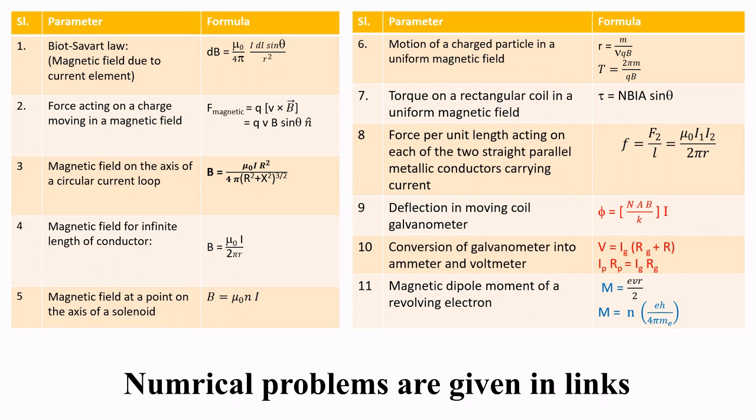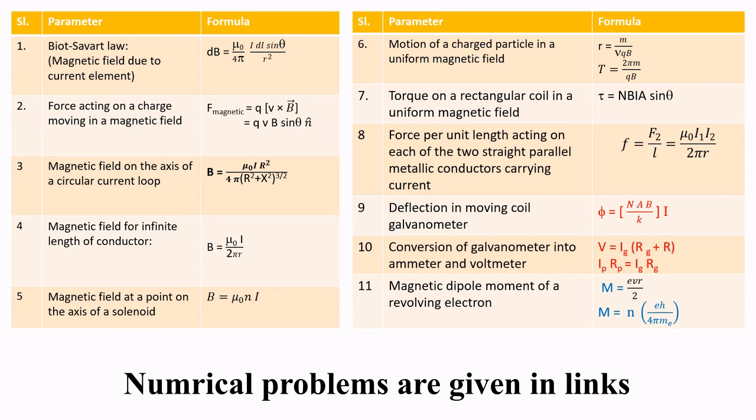Formula number 3. Magnetic field on the axis of a circular current loop is given by B is equal to mu naught into I into R square divided by 4 pi into R square plus x square whole to the power of 3 by 2. Formula number 4. Magnetic field for an infinite length of conductor is given by the formula B is equal to mu naught into I divided by 2 pi R.